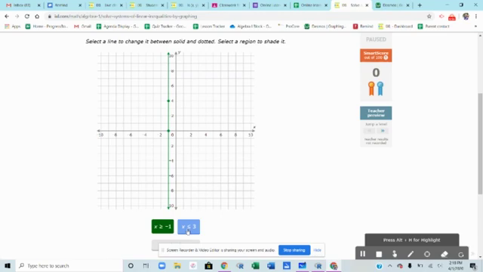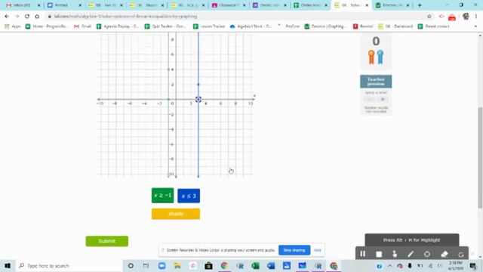Okay? The next one, another x equals, so another vertical, this time it's at 3. Has a line underneath, so it should be solid, just like it is. Then you would click on the shade button to figure out the shading. So this is where you can go to Desmos and you can help figure out your answer using Desmos.